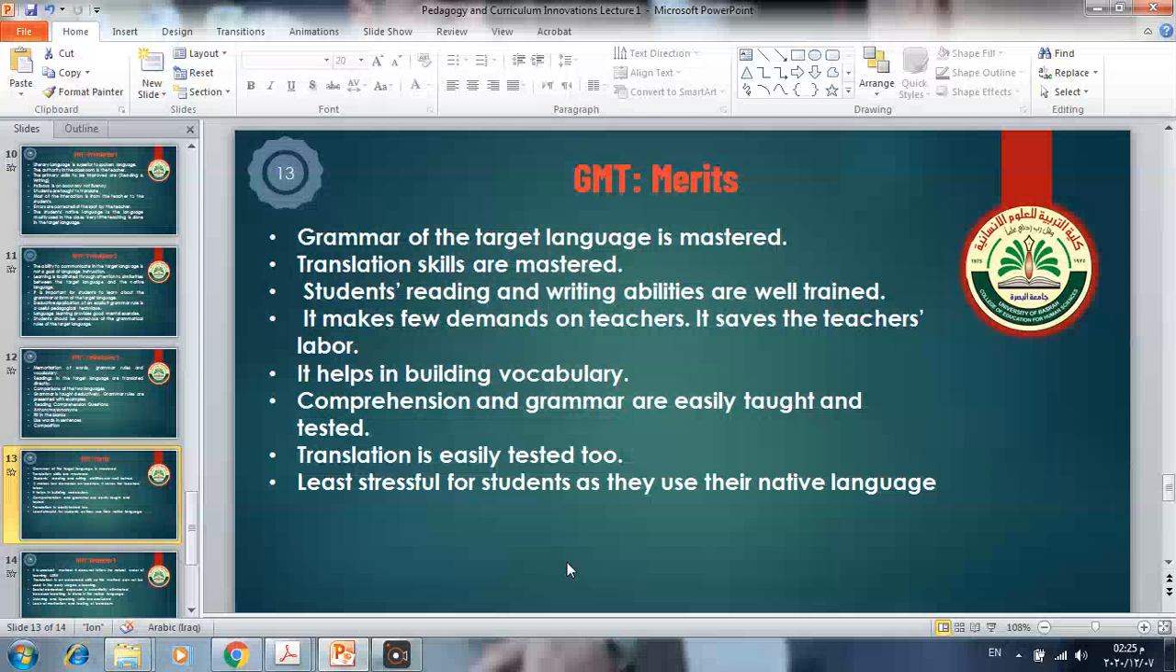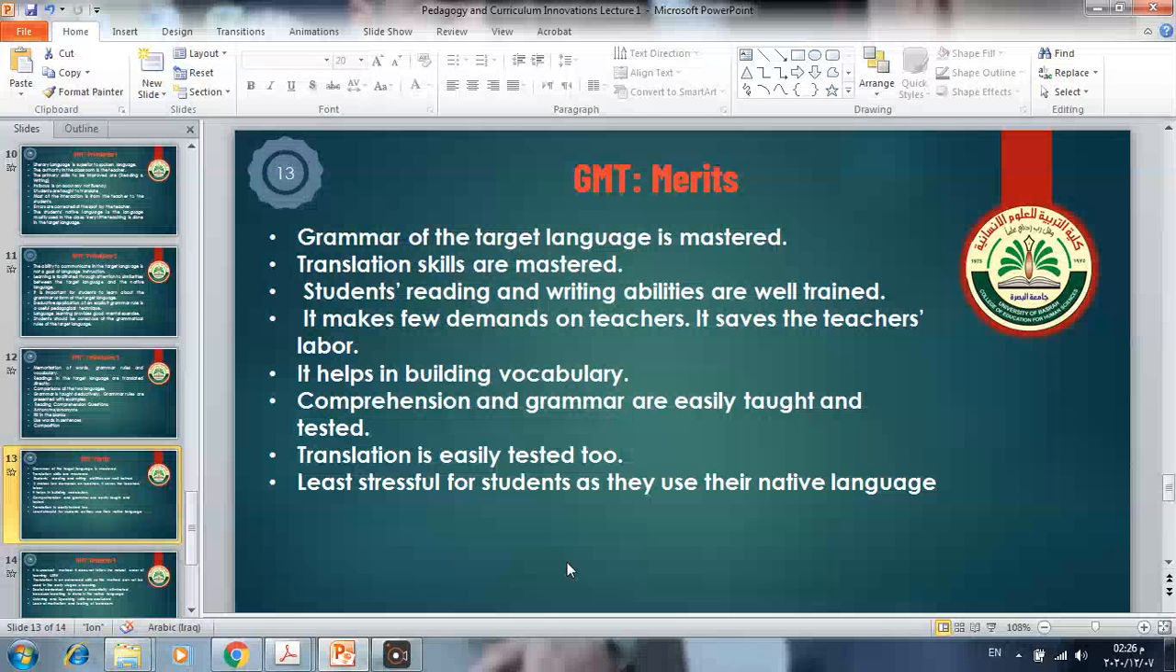Comprehension and grammar are easily taught and tested. The reading comprehension questions and the grammar questions are very easily taught. The techniques that are used to teach these things are very easy. And of course, the assessment, the evaluation of comprehension and grammar, are very easy and very helpful. Translation is also tested very easily.